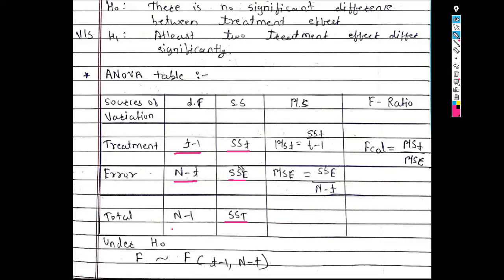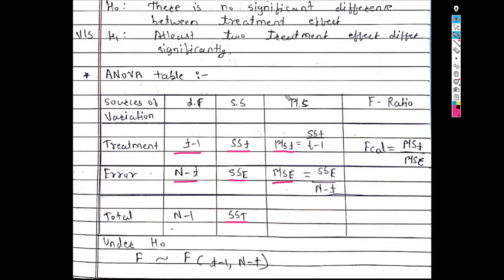With the help of the sum of squares and its degrees of freedom, we get the mean sum of squares for treatment and error. The mean sum of squares for treatment is denoted by MST, and it is defined as SST upon t minus 1. Then the mean sum of squares for error is denoted by MSE, and it is defined as the sum of squares due to error upon its degrees of freedom, capital N minus t.